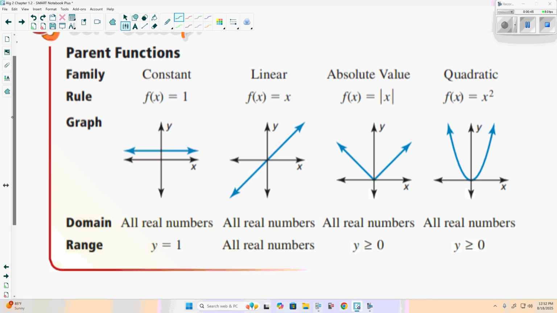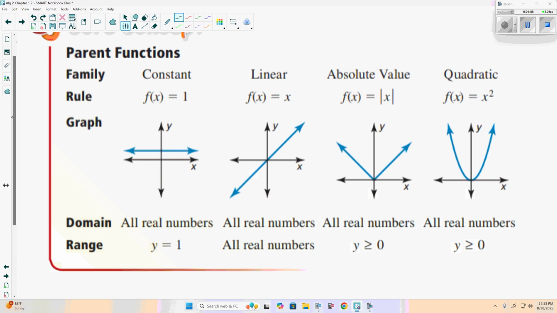All the parent functions that we have, the four that we're going to look at, are going to be these four here. There are others. There's lots of others. For every type of equation we have, there is a parent function for it. Cubics, x to the third, has a parent function. X to the fourth, x to the fifth. Radicals, rationals, there are tons of them. We're going to have these four. Mainly, we're going to focus on linear, absolute value, and quadratic.